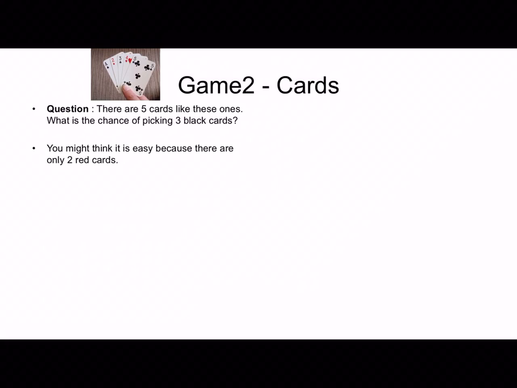This is my second game, cards. So this is the question. There are 5 cards like these ones. So what is the chance of picking 3 black cards? You might think it is easy because there are only 2 red cards. Let's calculate it by listing the combinations out.